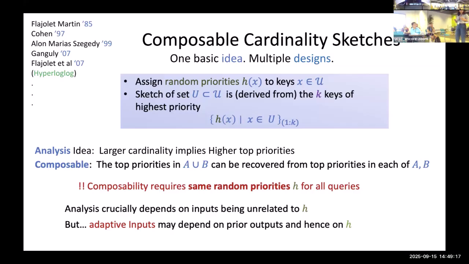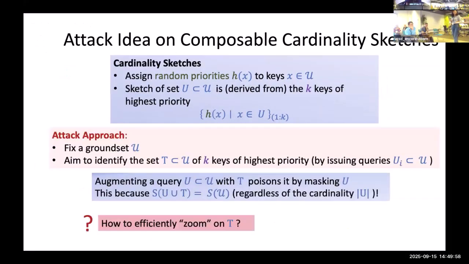So if we can identify these high priority keys and gather them in a set, then we can fool the algorithm into giving a size estimate that is much bigger than the actual size. And now we use the composability, because we can do this kind of approach where I first ask something about A, then I ask something about B, then I identify the high priority keys from A and B, combine them, and construct this set for deceiving the estimate.